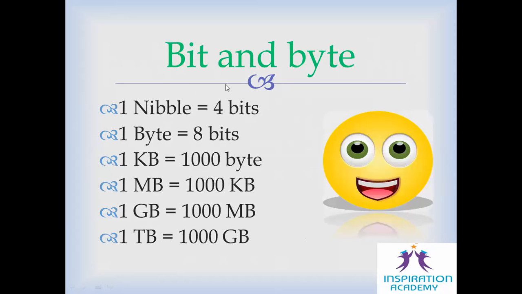Now let's talk about bit and byte. 1 nibble equals 4 bits. 1 byte equals 8 bits. 1 KB or 1 kilobyte equals 1000 bytes. 1 megabyte equals 1000 KB. 1 gigabyte equals 1000 megabytes. 1 TB or 1 terabyte equals 1000 gigabytes.